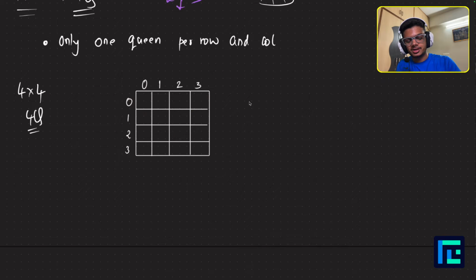In other words, what I'm trying to say here is for the 0th column, you have 4 ways to place the queen, right? So you consider all of them, fine. Then you move to the second column.